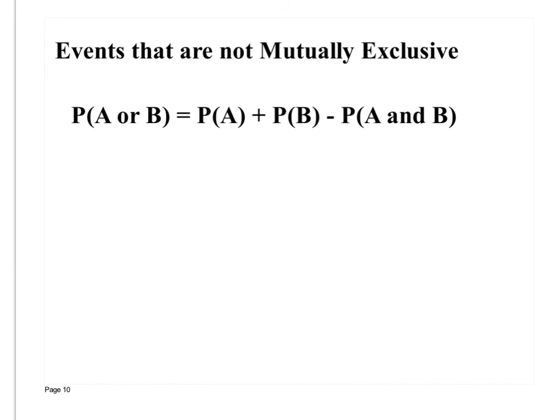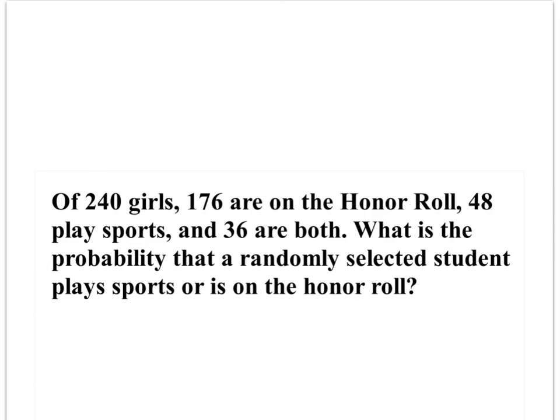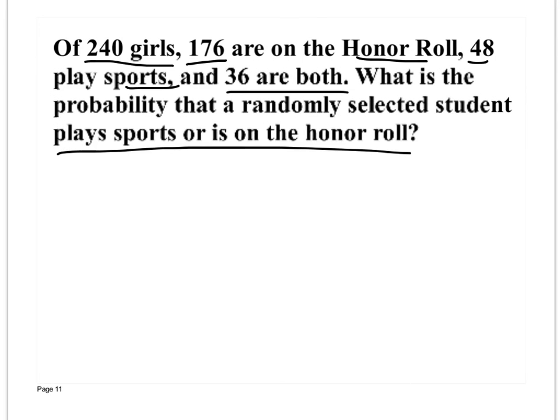For events that are not mutually exclusive, meaning they can occur at the same time, we add the probability of A and the probability of B, and then we subtract the probability of them both occurring at the same time. So write this down. Alright, so of 240 girls, 176 are on the honor roll, 48 play sports, and 36 do both. They're on the honor roll and play sports. What's the probability that a randomly selected student plays sports or is on the honor roll?